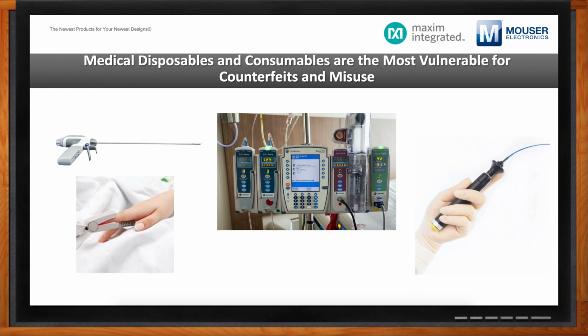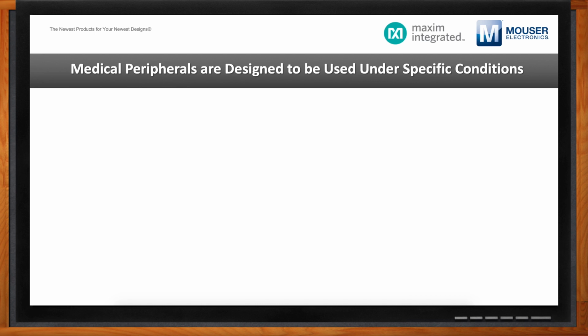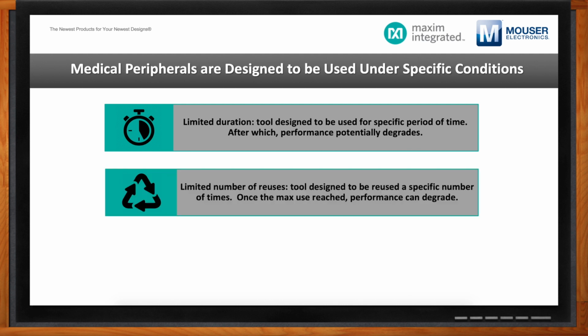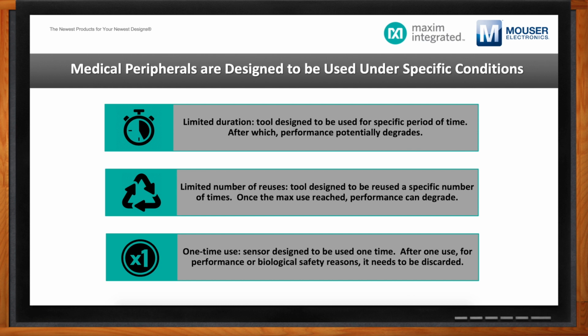If we look at these tools, they're designed to be used under specific use conditions. In some cases, they're designed to be used for a limited duration. Could be hours, could be days. After that period of time has expired, the performance of the tool can degrade and could be a performance issue in terms of its use. Or it could be designed for a limited number of uses, 5 times, 10 times, whatnot. Same issue: after that use count has expired, performance can degrade. Or it could be a tool that's designed for a single use. There are a lot of these in the market as well. After that one-time use, for either performance or biological safety reasons, it needs to be discarded.